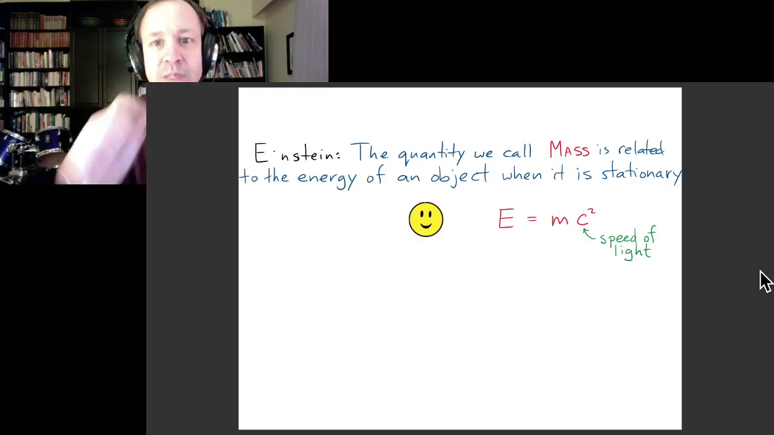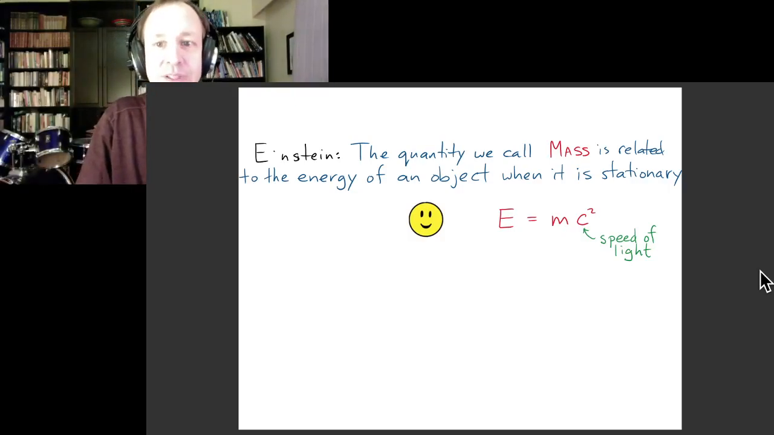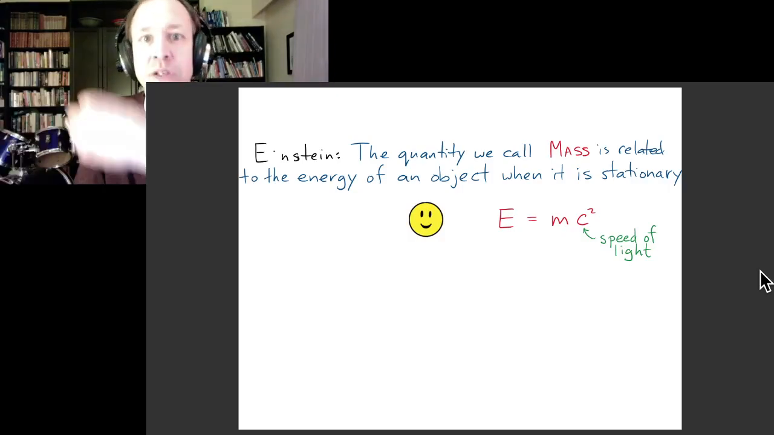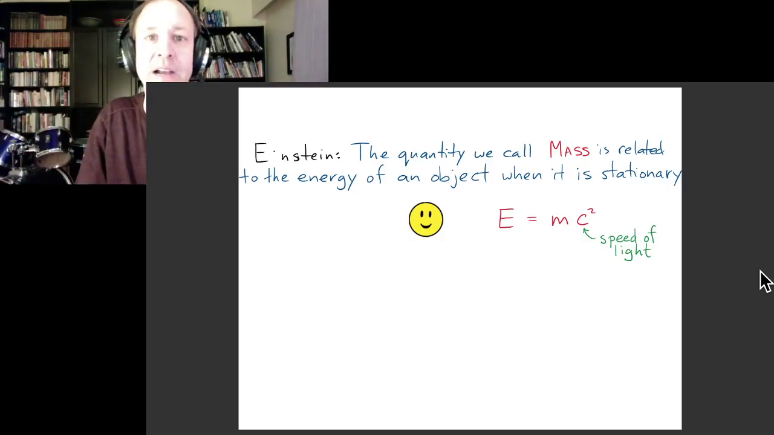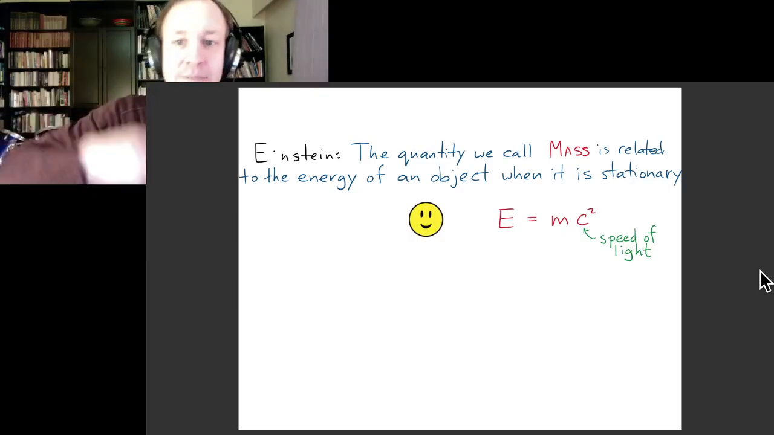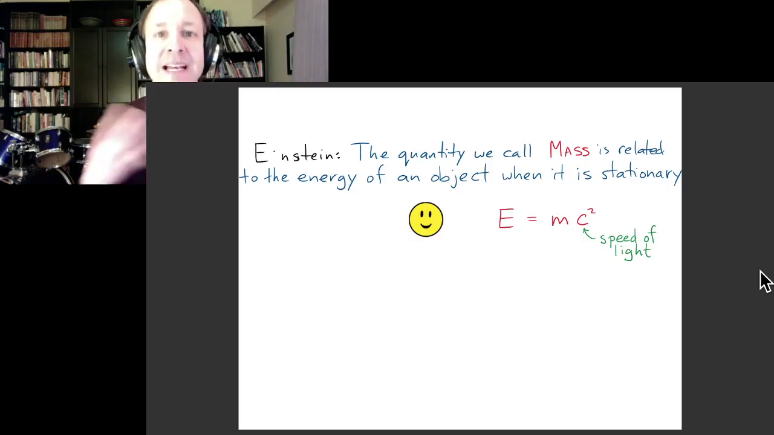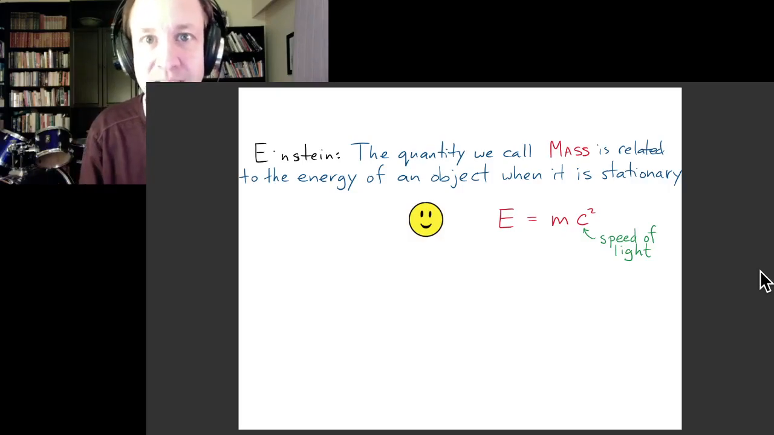More specifically, there's a kind of conversion factor that allows us to go from the usual units of mass, say kilograms, to the usual units of energy, which would be joules, and that conversion factor is the speed of light squared. So you take the mass of the object in kilograms, you multiply by that, and that tells you exactly how much energy it has when it's not moving or doing anything else.